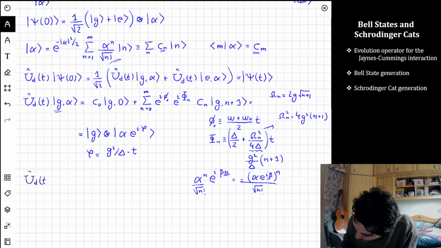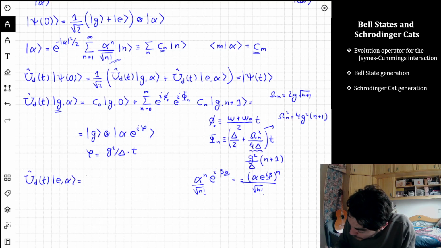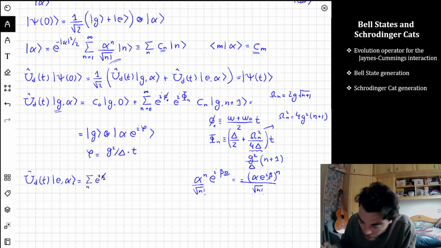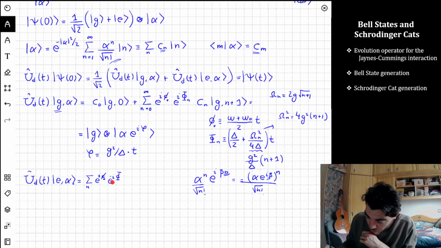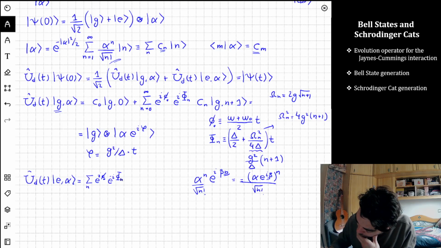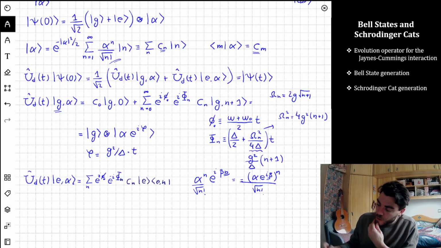Then the dispersive interaction applied to the state E alpha is going to be something very similar. In this case it's even simpler. We will have the sum over n, we will have some global factors that we don't care about, e to the minus I phi. But now importantly, the sign of this exponential is negative because this exponential was the one associated with the en. Then we will have this phi n, then we will have the coefficients and then en. So it's just a phase shift.